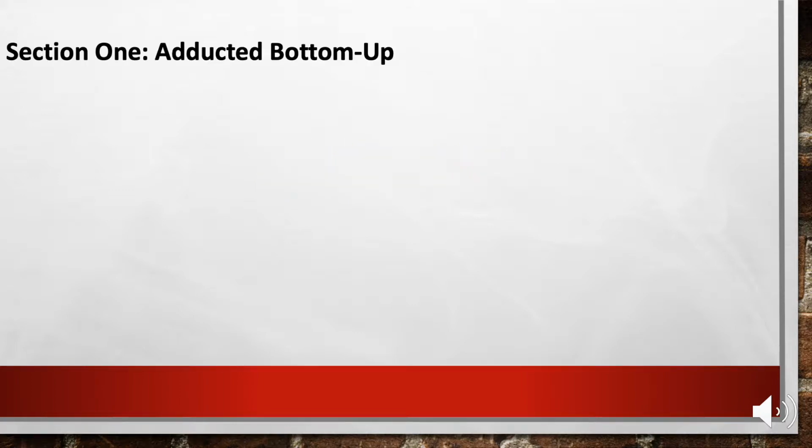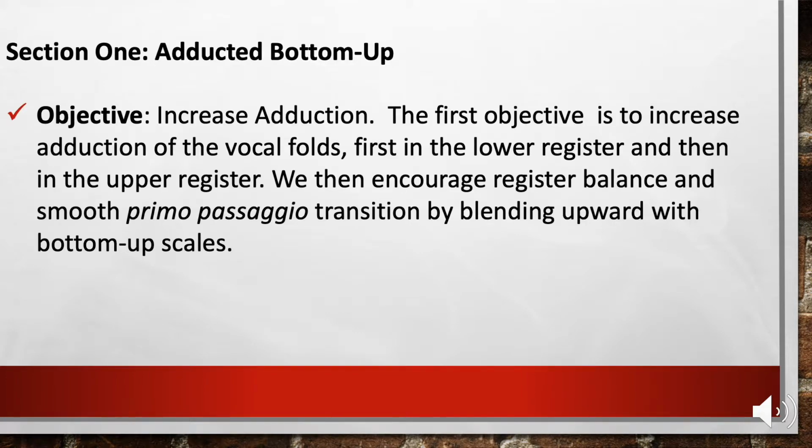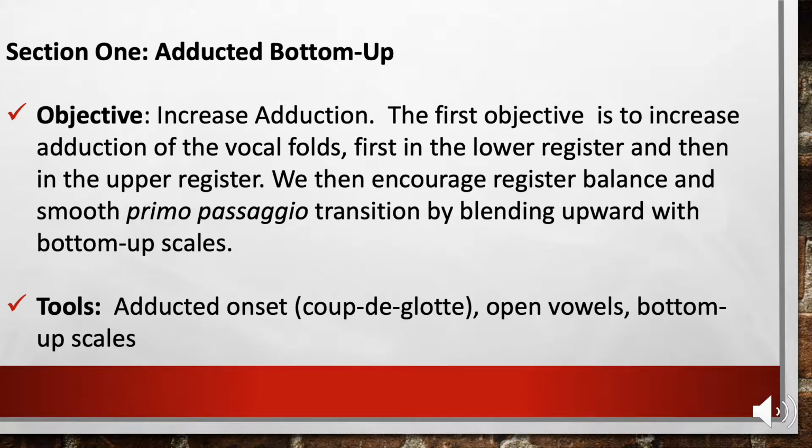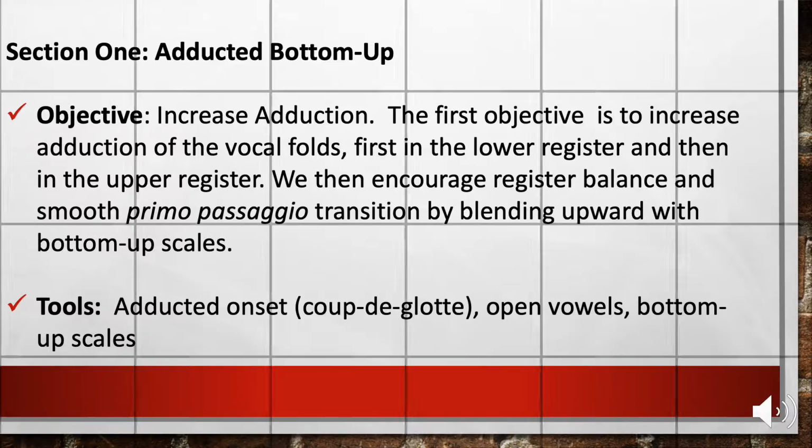Round 1, Section 1. We begin with adducted bottom-up exercises. Our objective is to increase adduction. The first objective is to increase the adduction of the vocal folds, first in the lower register and then in the upper register. We then encourage register balance and smooth primo passaggio transition by blending upward with bottom-up scales. Tools: we use the adducted onset or coup de glotte, open vowels, and bottom-up scales.